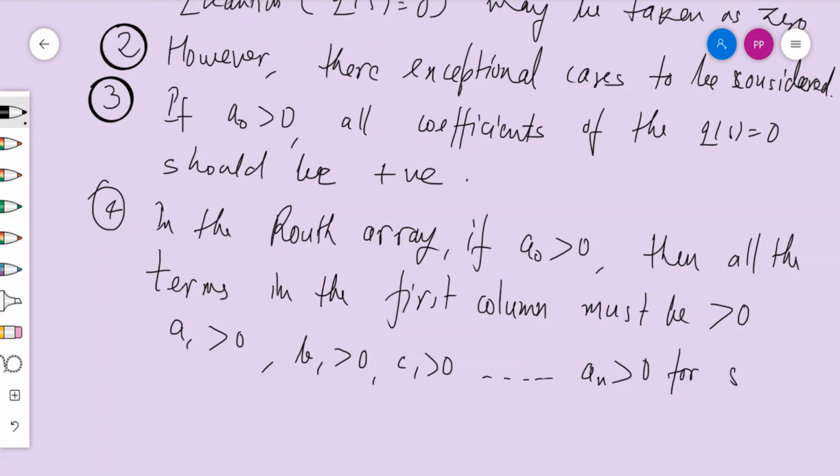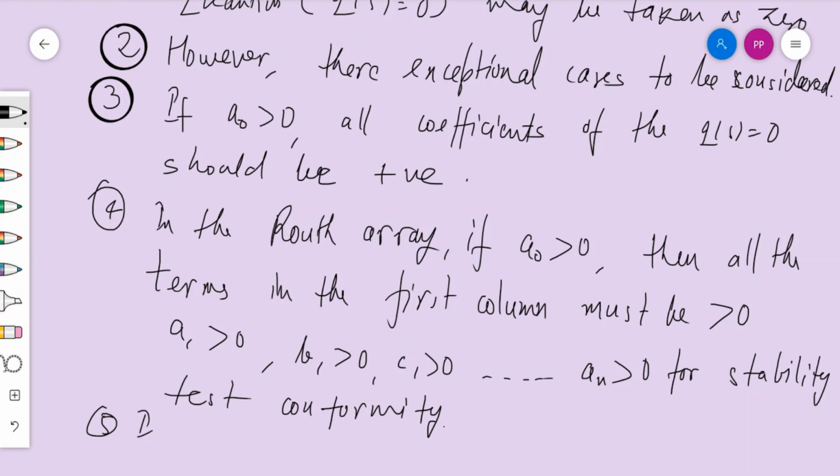for stability test conformity. It means to satisfy the stability test, all the terms of the first column should be greater than 0 if the first element a0 is greater than 0, and if not, then the system is unstable.